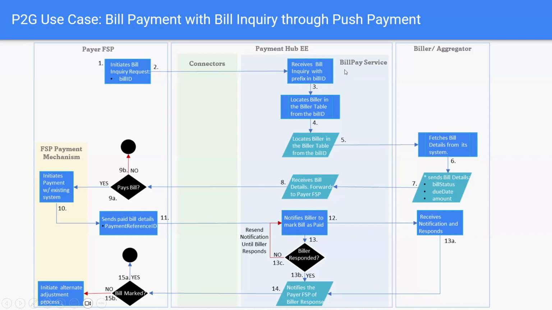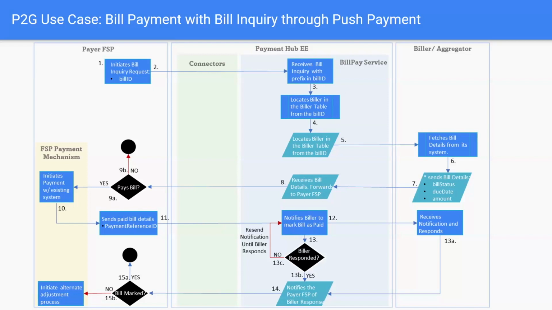So what the bill pay service does is, because this bill ID is very essential, it uses its prefix. Let's say there is a bill ID of 10 digits. So perhaps the first 4 digits identify which biller or aggregator this bill is targeted towards. So the bill pay service uses that prefix. It goes into its table, which is kind of like an account locator, so to speak.